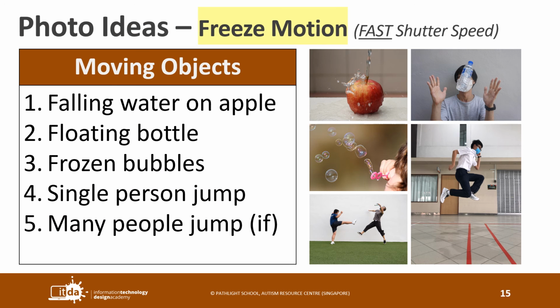Now, let's take a look at some photo ideas that you can do in school or maybe at home if you have the materials for freezing motion. Okay, so with fast shutter speed, you can freeze the motion of moving objects like falling water on an apple, so you can catch the splash. You can also freeze the motion of bottles or objects being thrown about, like a floating bottle. You can also freeze the movement of bubbles, and you can also freeze shots of people jumping, whether it's a single person or many people jumping at the same time. So all these are motion that has been frozen, as though frozen in time. Okay, so this all uses fast shutter speed, which is the fraction of a second.